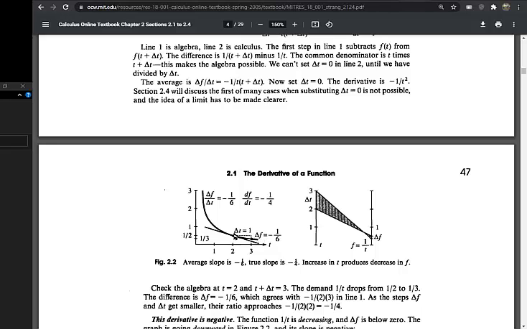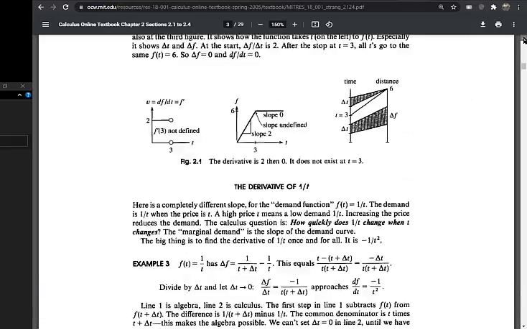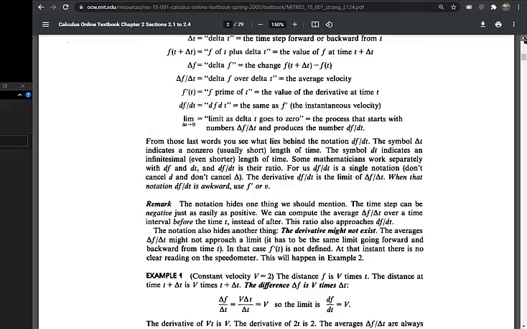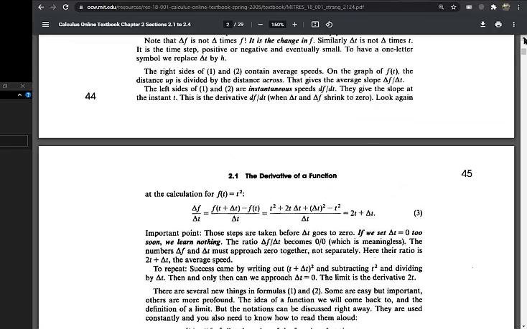So delta f over delta t should be very close to the slope. Delta f is the same as f of t plus delta t minus f of t. And delta t is delta t. So that's where we get this equation here. So I'm sure you've seen this before. And you're taking the limit. You're taking delta t smaller and smaller. So this is an instantaneous speed. It's a tangent line. It's a slope. All of those things are the same thing.